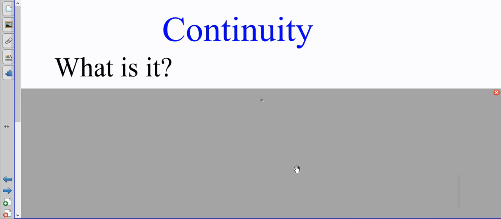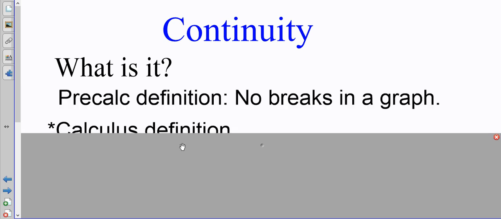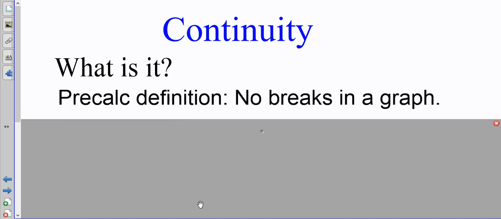All right, we're going to continue our discussion on 2.4, and we're going to continue on continuity. We talked about one-sided limits, and now what is continuity? Regardless of definition, continuity actually means the same word as continuous.